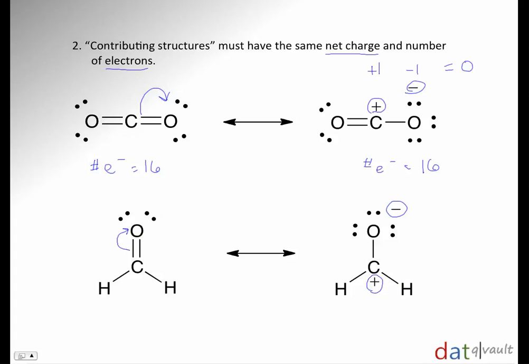We are keeping the same atom connectivity. Carbon is connected to 2 hydrogens and oxygen. Over here on the right, carbon is connected to 2 hydrogens and an oxygen. The second rule, we need to satisfy the net charge rule. Here we have a net charge of 0, and here we have a positive charge of 1 and a negative charge of 1, which overall gives us a net charge of 0. So both of these molecules have a 0 net charge.